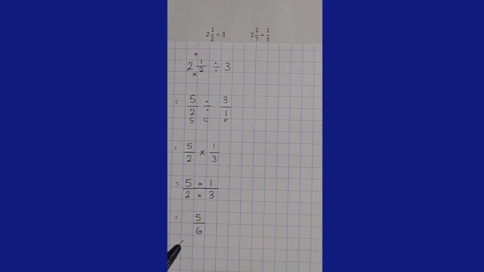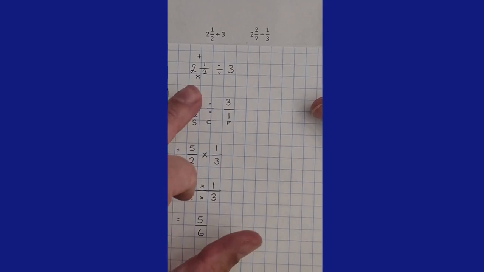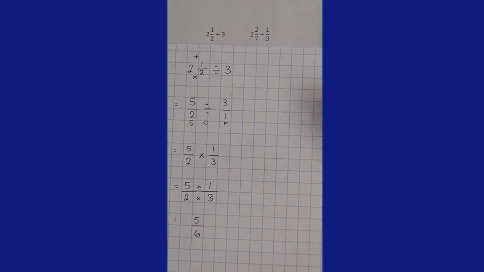And then always have a quick check on my answer. Can it simplify? Nope. Is it top heavy? Nope. So I'm happy. That's as far as I can go with that one. So 5/6 is my answer for that question, which originally looked quite tricky, but when we put it into a form we're comfortable with, it becomes a little bit more straightforward for us.